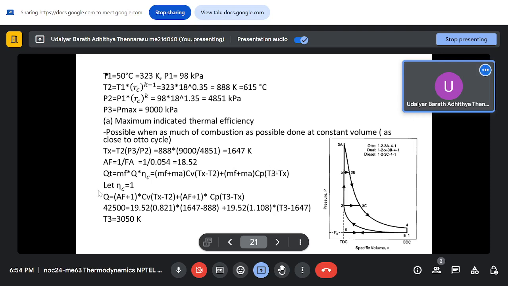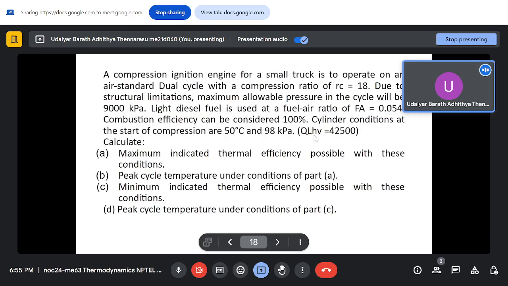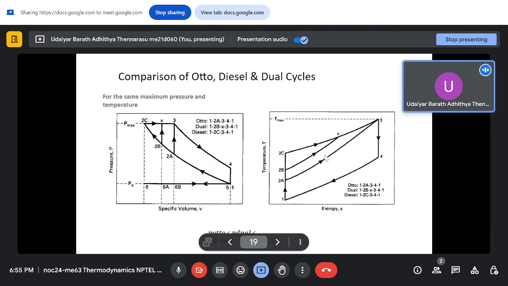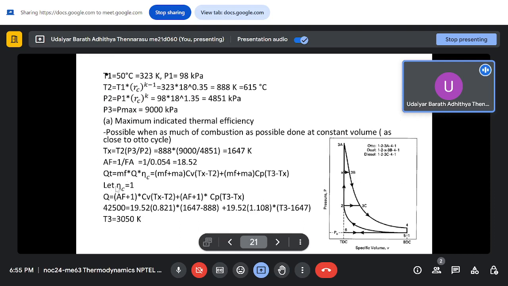Your combustion efficiency is 1. So whatever heat is generated in the combustion will be added here. How much heat is generated is nothing but 42500 into mass of fuel. So you divide by mass of fuel throughout. You will get air fuel ratio plus 1 into the same Cv into the temperature difference, and air fuel ratio plus 1 into Cp into delta T. So we know all, and we can find the state 3 temperature, which comes out to be 3050 Kelvin.